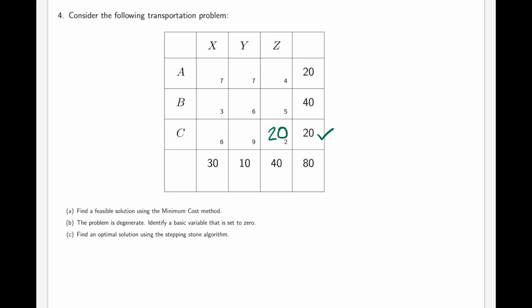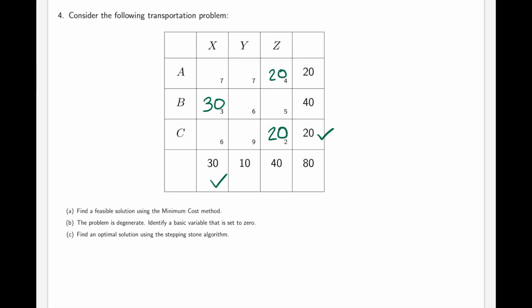Now, out of what's left, we're not going to consider the C row, so out of the A and B rows, what is the route with the next minimum cost? That would be BX. So we'll fill that up with as much as possible. So we could put 30 in there, and that satisfies our X column. So without considering the X column or the C row now, what is the route with the least cost? That would be AZ. So we'll fill that up as much as possible.